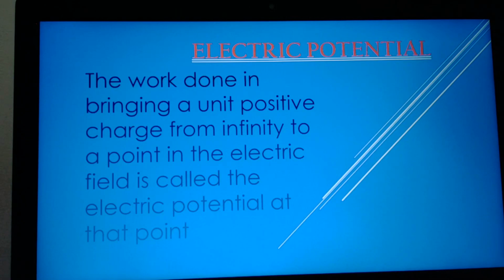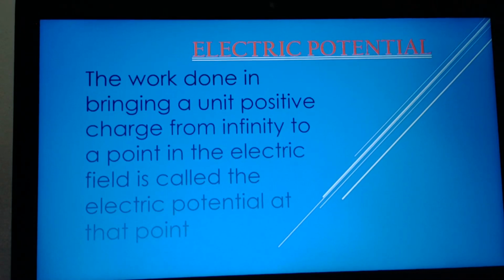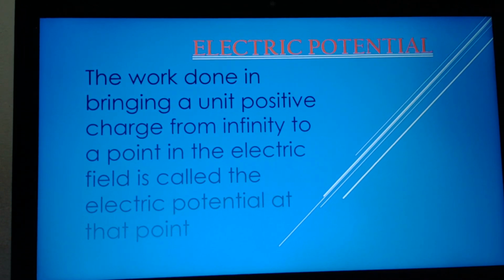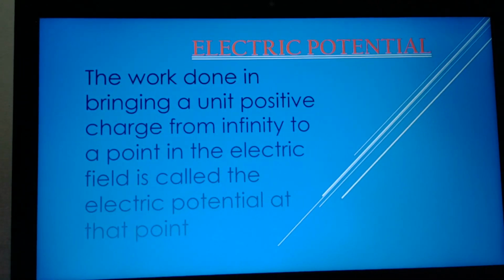Since electric potential is measured as the work required to bring a unit positive charge from infinity to a particular point, you are measuring it as a scalar quantity. So that is the scalar equivalent of electric field intensity, that is, electric potential. While defining the electric potential at a particular point, that is very important: electric potential at a point is the work done in bringing that positive charge from infinity to that point.